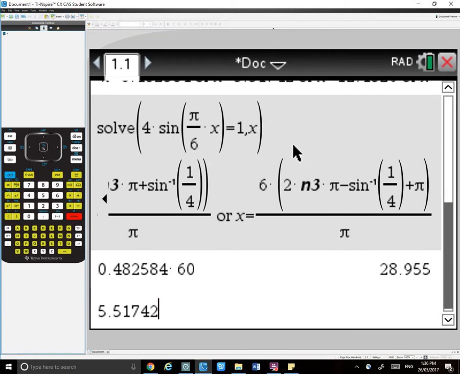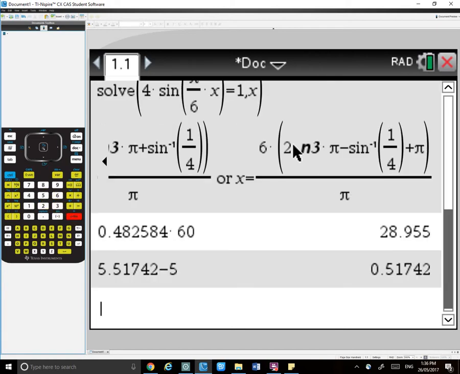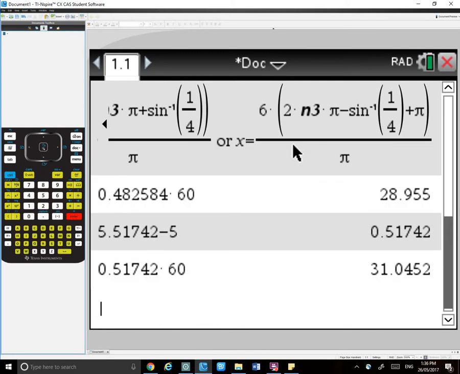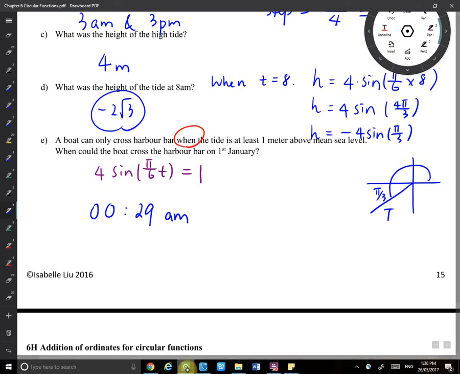Well, the second one is after 5 hours and a little bit more. I will subtract the 5 hours first, and I want to see how many minutes there are. Times that by 60. 31 minutes. So we will have 5:31 a.m.